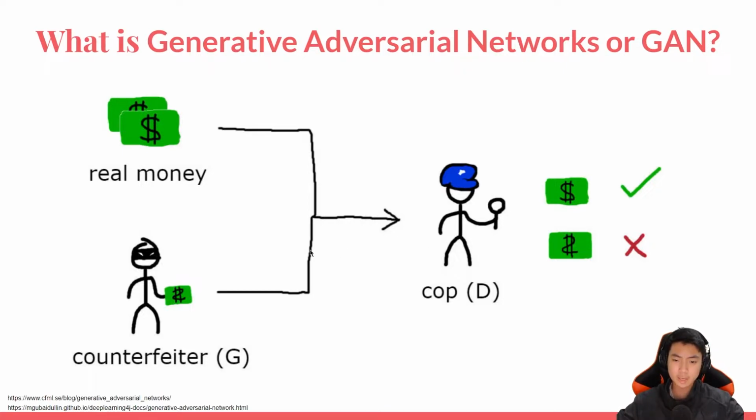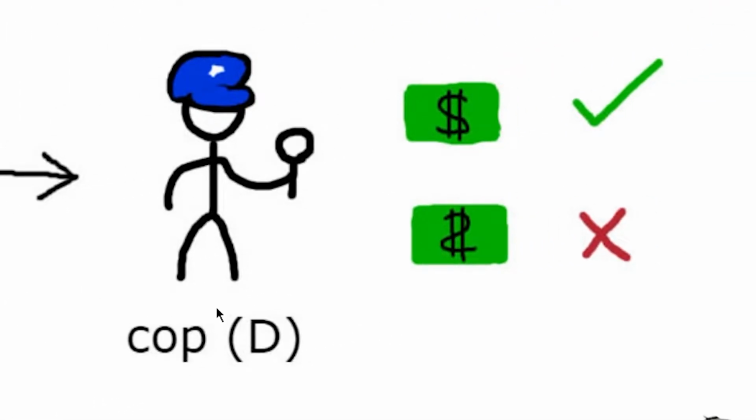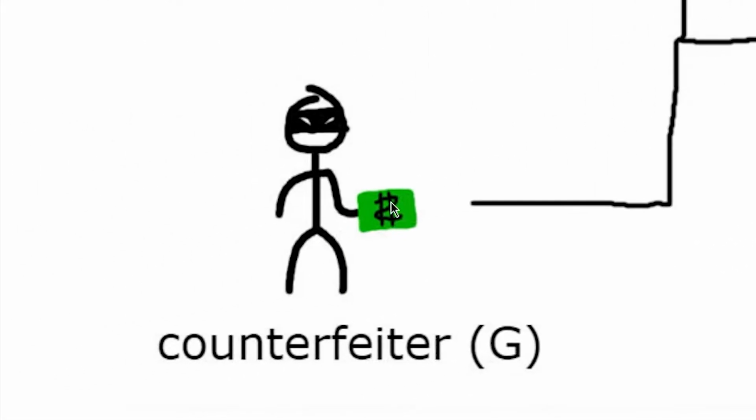So here's a good example of a generative adversarial network. You have some real money, you have a counterfeit money or the generator, and then you have the cop, which is the discriminator, and you give real money and counterfeit money to the cop or the discriminator, and then they will check if it's real money or counterfeit money. If it's counterfeit, it will go back to the counterfeiter, and then it will update the algorithm accordingly.